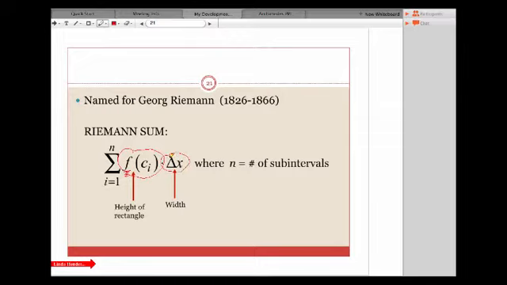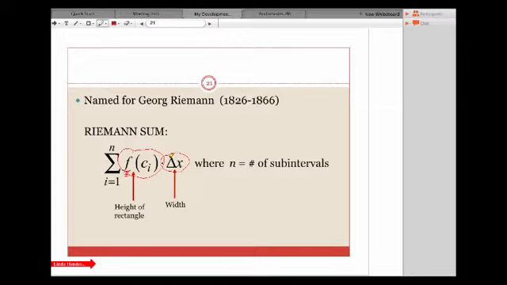I know you've seen that in other things so far this year. So really, literally what you're doing is going one rectangle at a time. Width times height plus width times height plus width times height. And you just have to remember the height you're getting from the function. That's it. It looks more horrible, but it's pretty easy. So as I mentioned, Georg Riemann, he was a German mathematician. He actually did a lot of work in physics.